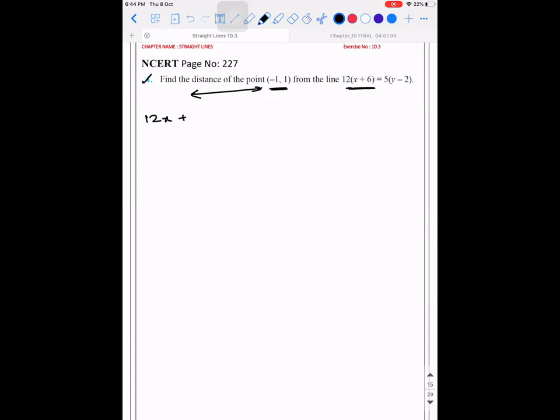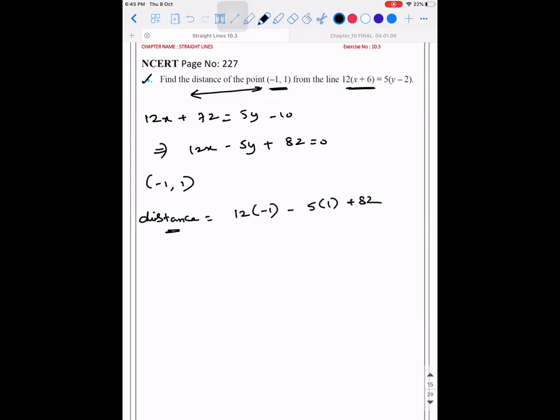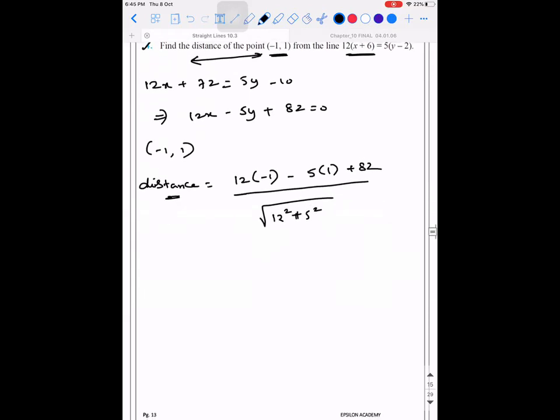So it is like this: 12x plus 72 is equal to 5y minus 10, which implies 12x minus 5y plus 82 equal to 0. So what is the point minus 1 comma 1? So what is the distance? 12 into minus 1 minus 5 into 1 plus 82 divided by root of a square plus b square. I hope you guys remember it. So distance from the point x1 comma y1 to the line ax plus by plus c is equal to 0 is given by ax1 plus by1 plus c divided by root of a square plus b square.